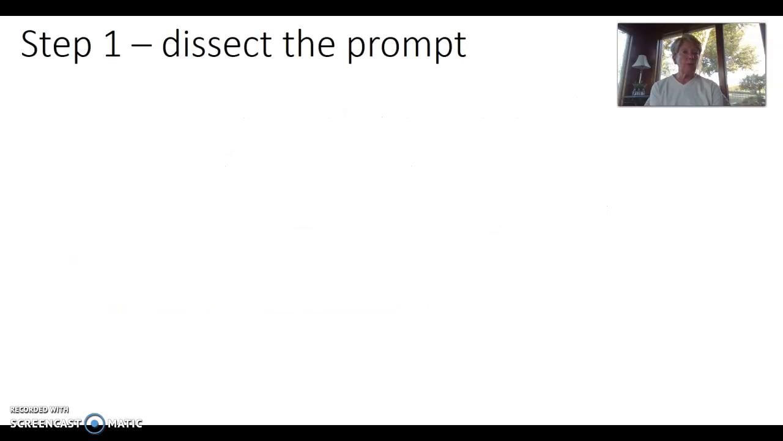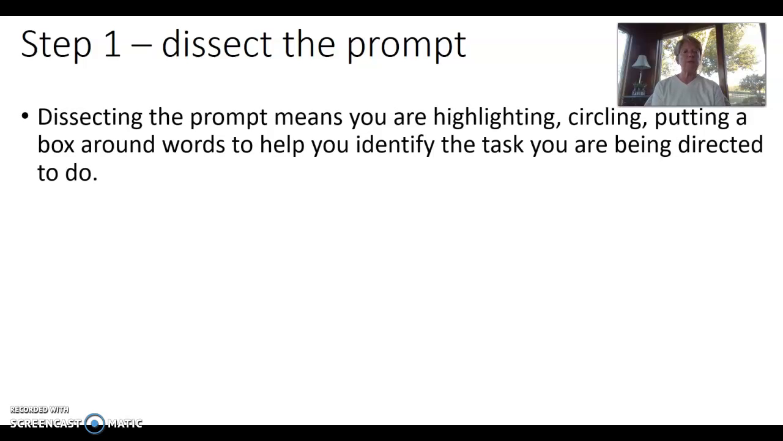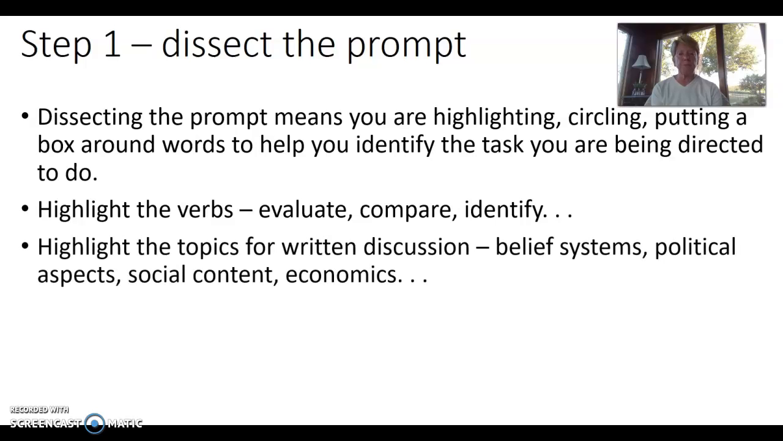The first step that we go to is called dissecting the prompt. And what that means is that you are going to read the prompt and you are going to dissect it. You're going to highlight, circle, put a box around the words to help you identify the task that you are being directed to do. So we're going to highlight the verbs. You'll see verbs like evaluate, compare, identify, explain, describe. All of those things are telling you what you need to do to answer the question.